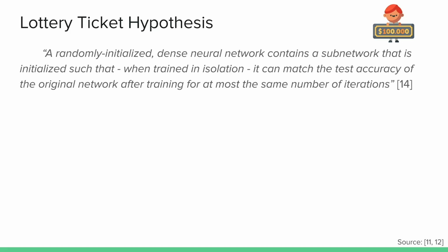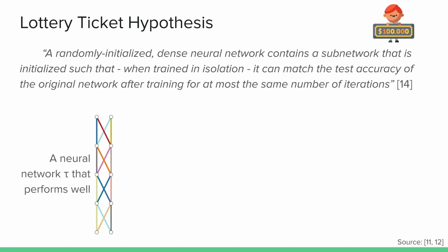There is a lottery ticket hypothesis that goes the following. A randomly initialized dense neural network contains a subnetwork that is initialized in such a way that when trained in isolation, it can match the test accuracy of the original network, after training for at most the same number of iterations. That might be a bit long, so let's break it down.